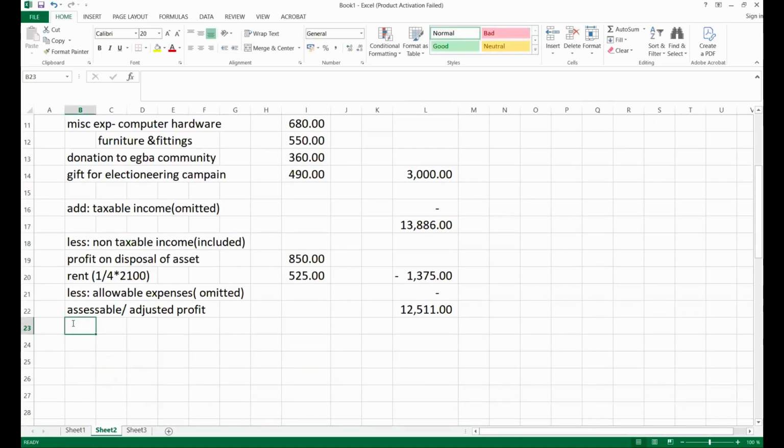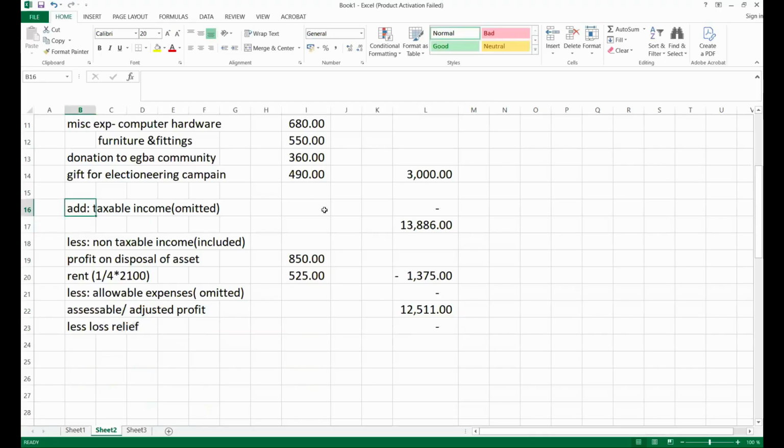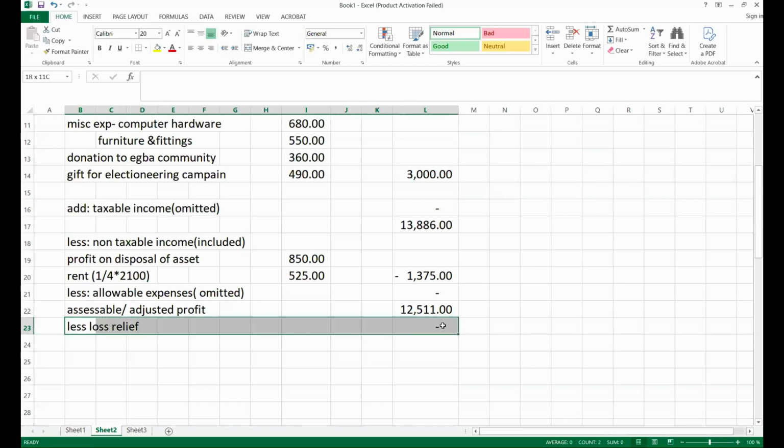After that, you now less what? Less loss relief. In this question, we are not given any loss, so that will be 0. But in the exam, where you don't have all this information, you don't need to put them. Where you don't have non-taxable income, you don't need to include it. I'm just putting it because we are using it as an illustration.